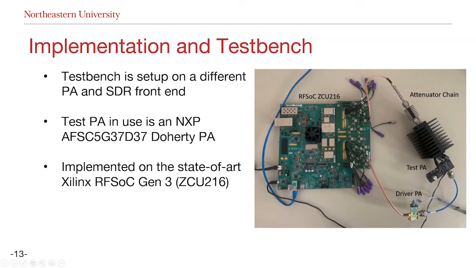So this picture here shows our actual setup for the DPD system. Another PA and SDR is in use. The tested PA is from NXP and is also a Doherty PA. And the RF front end is the Xilinx RFSoC Gen 3 ZCU216. Also, we have this variable gain driver PA that will control the input signal power level so that the PA is saturated in different states.